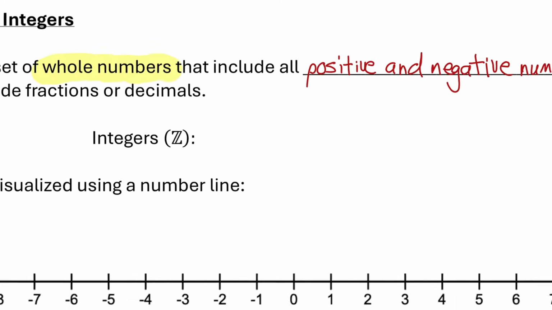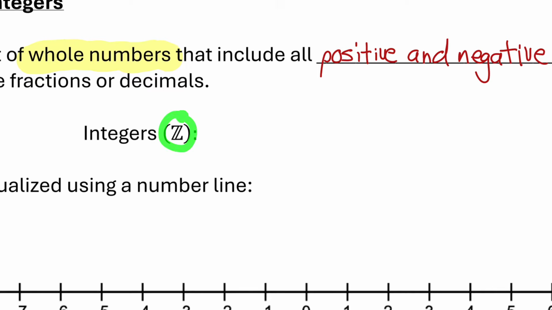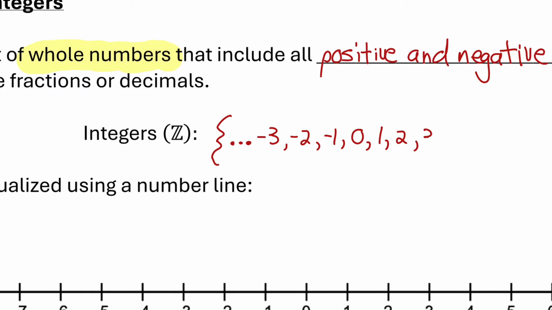In set notation, we use the symbol Z to represent the set of integers, and inside curly brackets, I'll show you the numbers that are within the set of integers. There would be negative whole numbers such as -3, -2, -1. There would also be 0, and positive whole numbers like 1, 2, and 3. And these integers would continue forever in both the positive and negative directions.